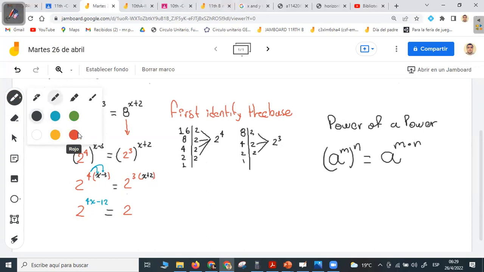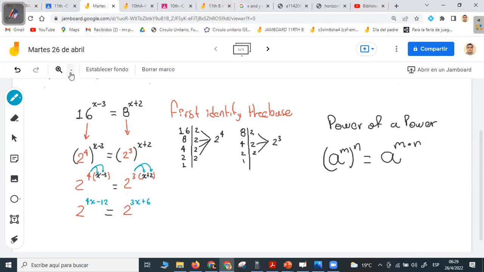2 at the power of, let's see, make a distributive property with this one. In a similar way, we're going to multiply the 3 times the x and the 3 times the 2. 3 times x is 3x. 3 times 2 is 6, okay?